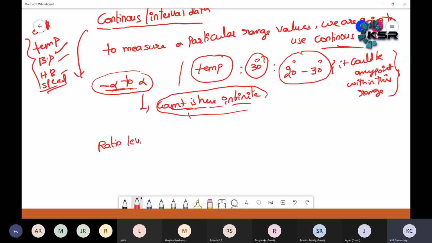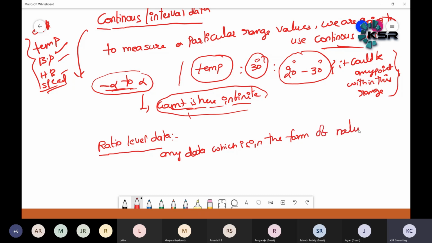Next one is the ratio level data. Any data which is in the form of natural numbers or whole numbers, that is called ratio level.